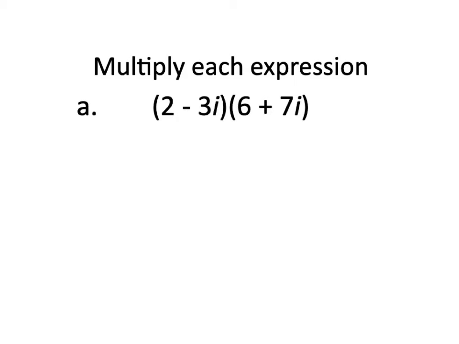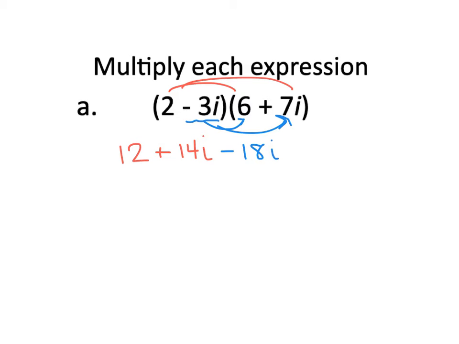Multiplication works similar to multiplying two binomials, so some use the acronym FOIL, or you're really just distributing. So I'm going to take 2 times 6, which is 12, and 2 times 7i would be positive 14i. And then I'm going to multiply this negative 3i by both terms in the second complex number. So negative 3i times 6 would be negative 18i, and negative 3i times 7i would be negative 21i squared.